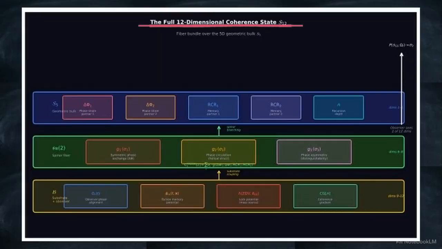This diagram defines the 12-dimensional S₂ fiber bundle across 3 layers. The S₁ bulk governs observable phase strain. The spinor fiber activates coupling functions when recursion partners become distinguishable. The substrate layer contains observer alignment, torsion memory, gradient, and lambda, the source of particle mass.